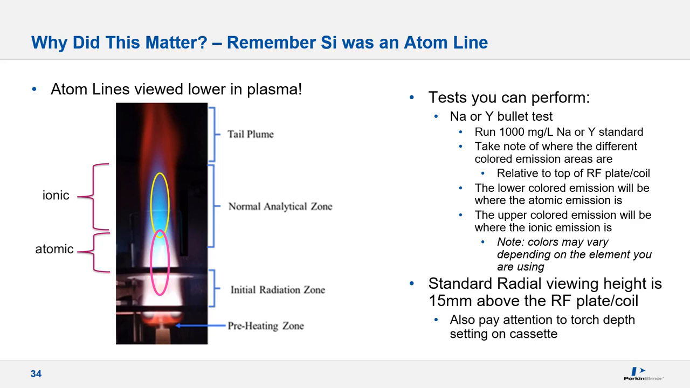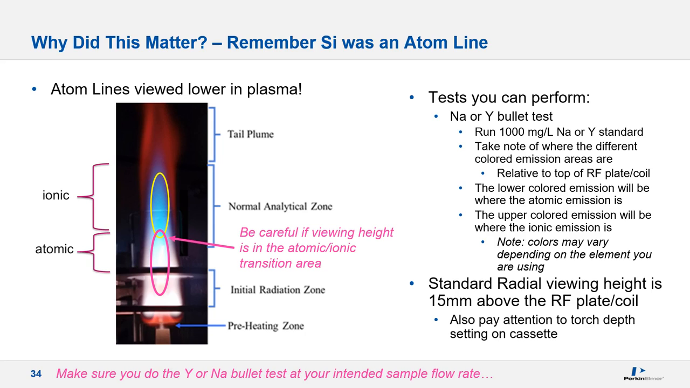Remember that the standard default viewing height in radial mode is 15 millimeters above the top of the RF plate or coil. You should also pay attention to the torch depth setting on your torch cassette, as this will impact the distance by moving the torch up or down inside the RF plates. Be careful if your viewing height is in the transition area between atomic and ionic emission. This is where the greatest variability will be, and this was our issue in the previous example for silicon when it was being measured at 15 millimeters viewing height.